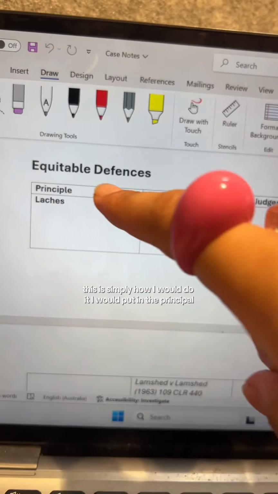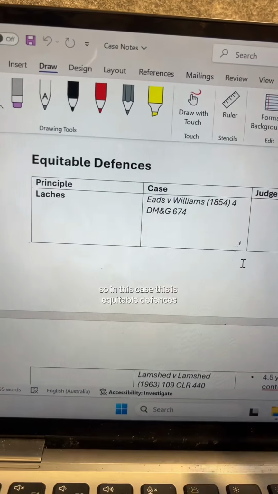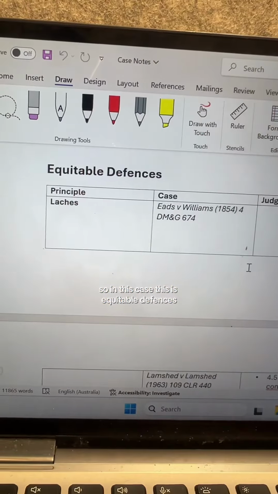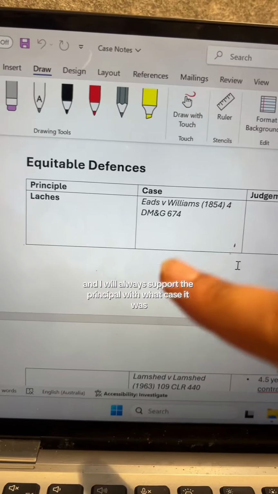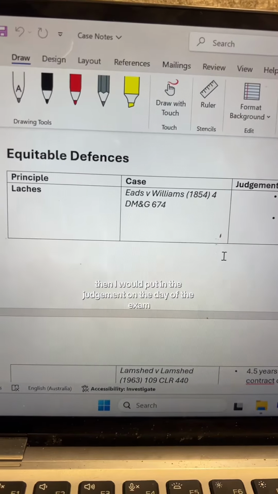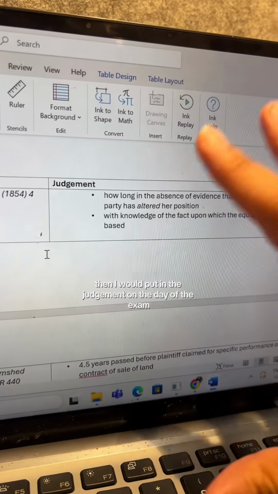I would put in the principle. So in this case, this is equitable defenses. I would put in the principle, and I will always support the principle with what case it was. Then I would put in the judgment.